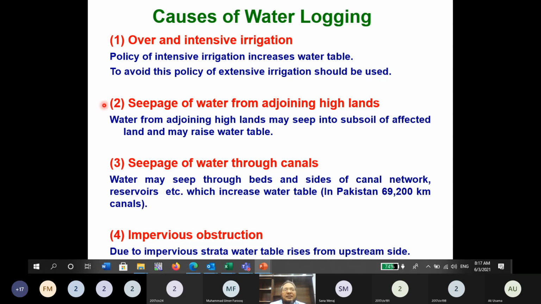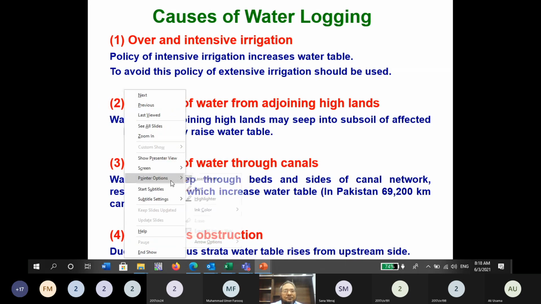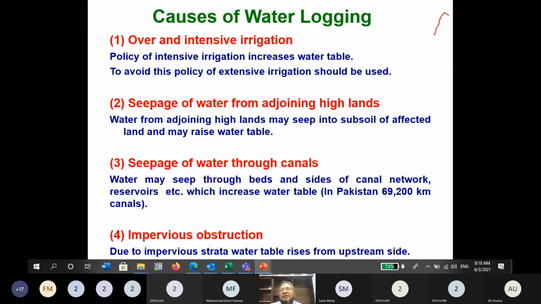The second is the seepage of water from adjoining highlands. Suppose this is a hill slope like this, and there is a flat land here. Whenever there are rainfalls, the water from this area will come here and stay here for a long time, and that will infiltrate. Continuous rainfalls for so many days will cause infiltration, and then finally it will raise the water table.